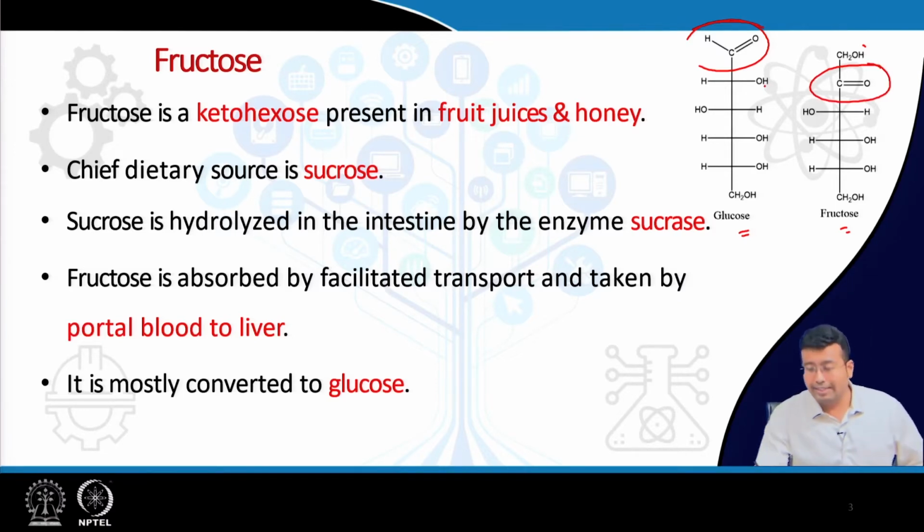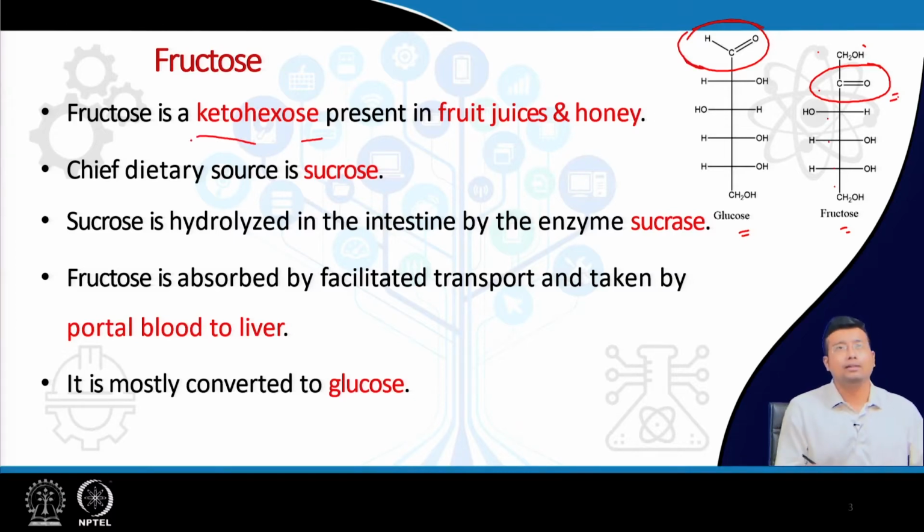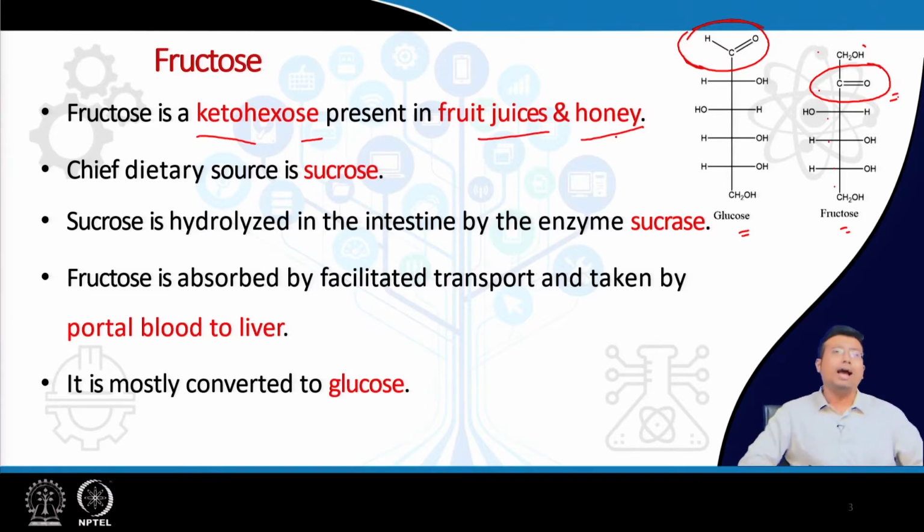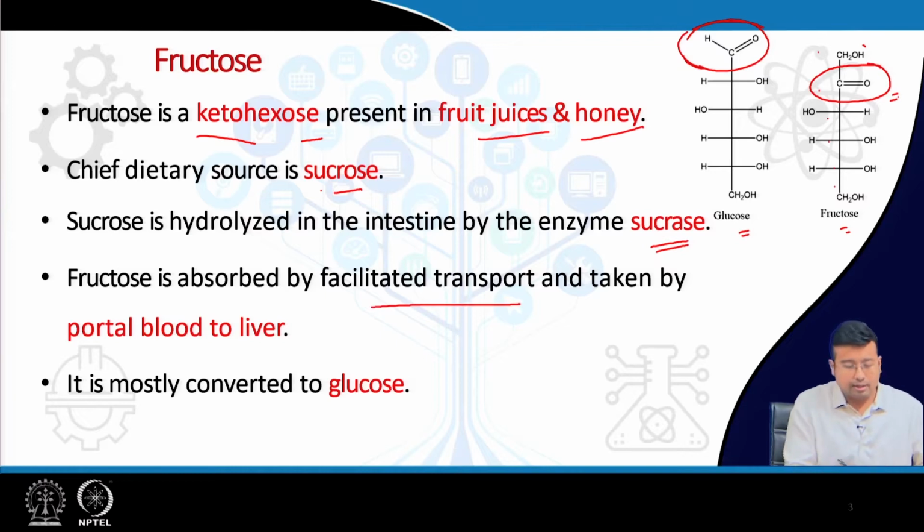So this is a ketohexose, with 1, 2, 3, 4, 5 and 6 carbon atoms. Glucose is an aldohexose due to the presence of the aldehyde group, and this is a ketohexose. It is present mainly in fruit juices and honey. All the sweet products contain fructose, but the chief dietary source is the sugar that we take everywhere, with tea, with bread toast or any food. Sucrose is hydrolyzed in the intestine by the enzyme sucrase, and fructose is absorbed by facilitated transport and taken up by portal blood to the liver, where it is mainly converted to glucose.